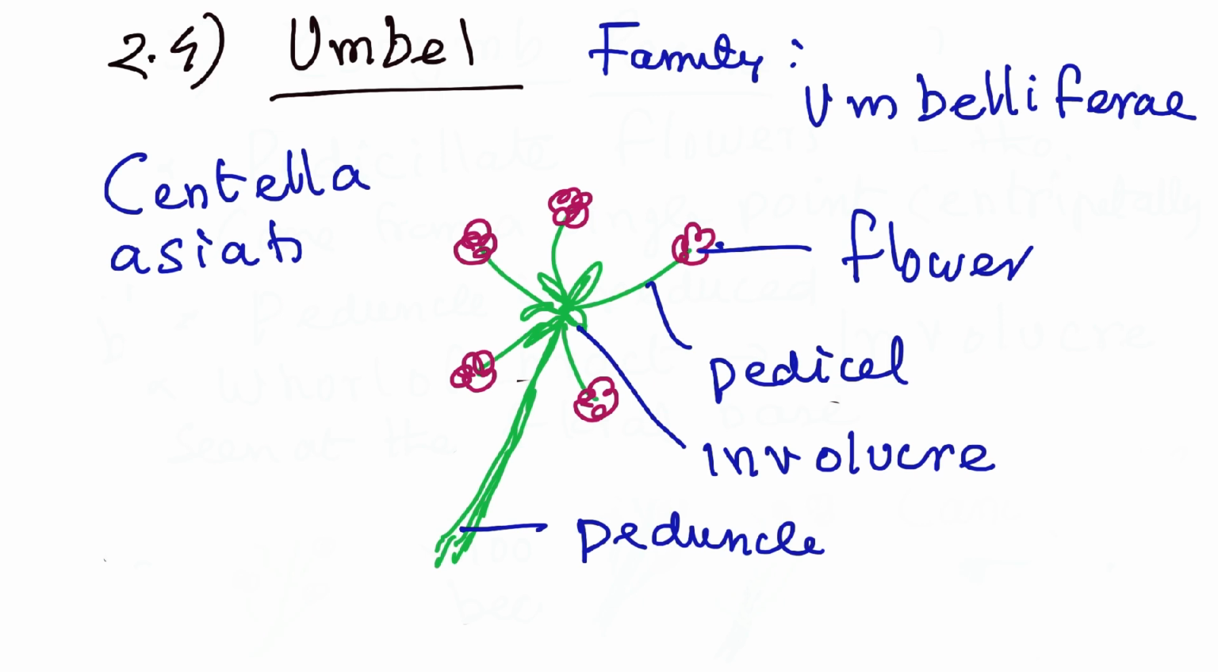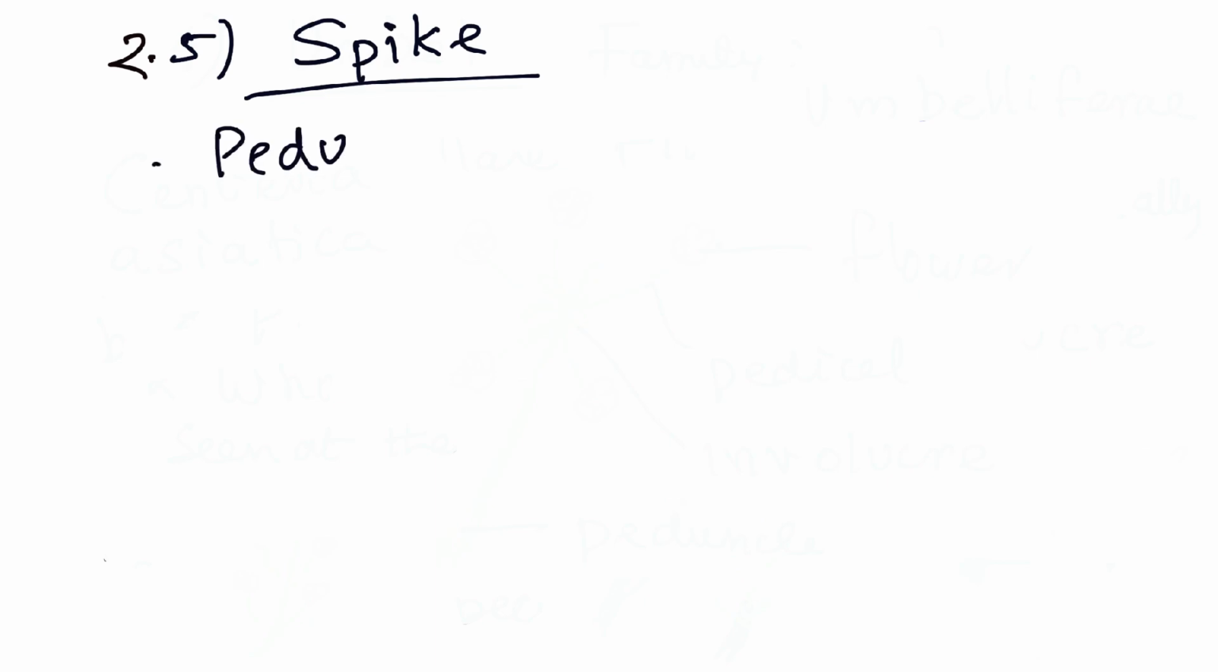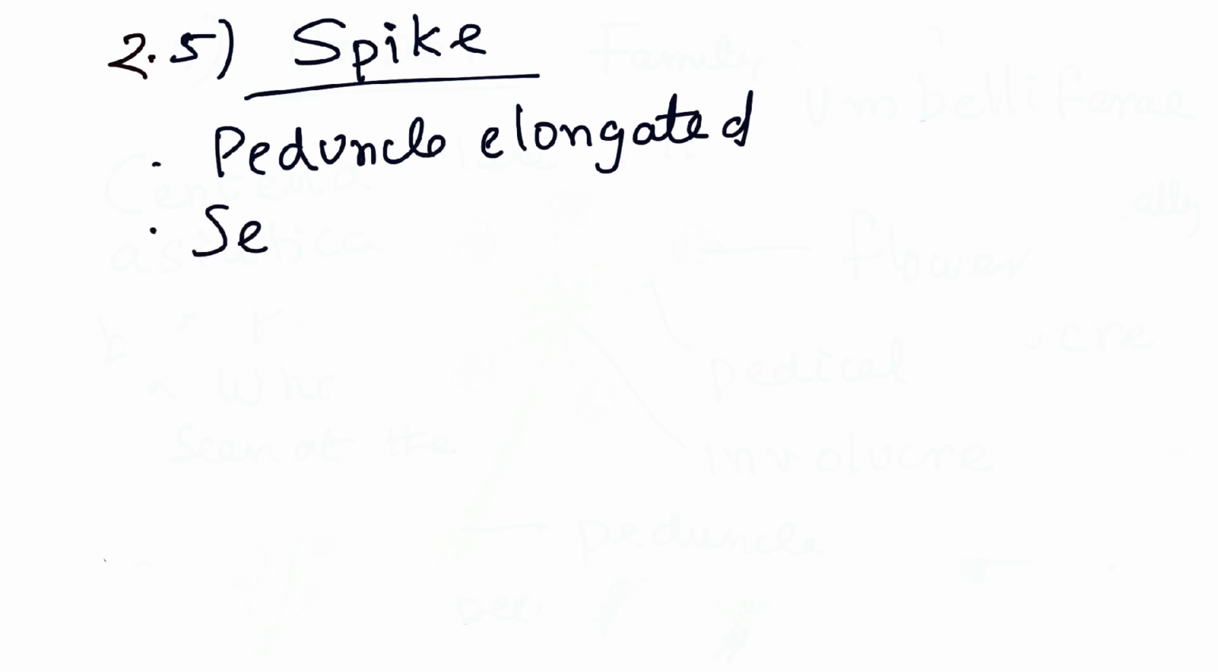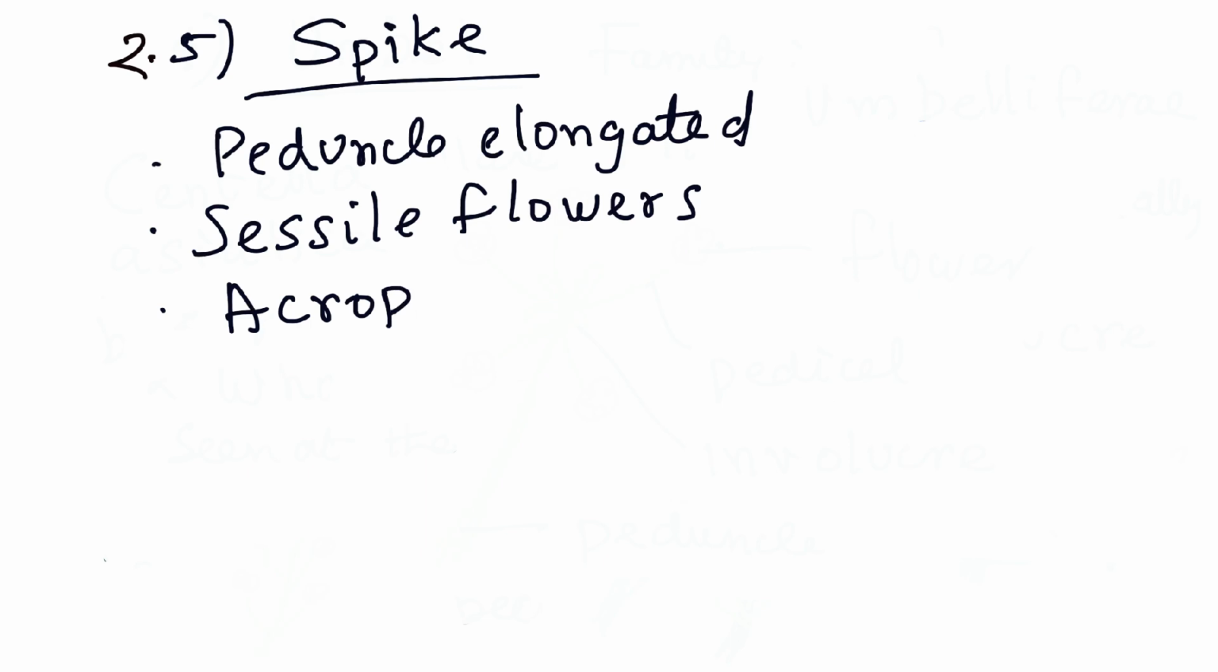So that's about this fourth subdivision, which is coming under the Simple Racemose Inflorescence. Going on to the fifth case, which is extremely important as far as the NEET examination is concerned. This particular type of inflorescence has been asked a lot of times. It's what's called spike. The important features of spike are that the peduncle is elongated, the flowers are sessile. So note the point that the flowers are sessile, which means that the flowers don't have a pedicel. The flowers don't have their own individual stalk.